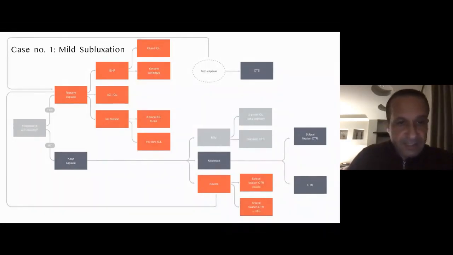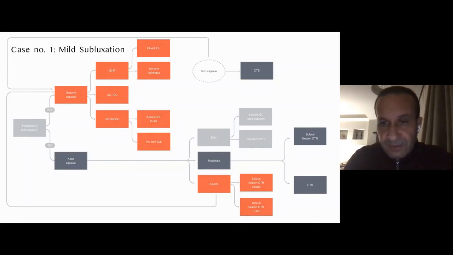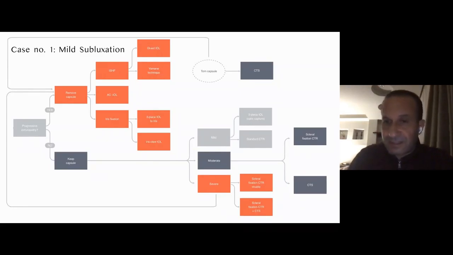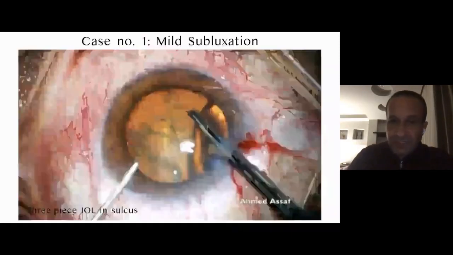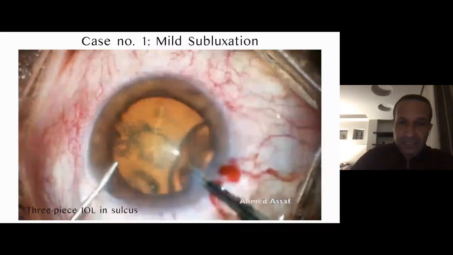This is a case that's traumatic. It's not a progressive zonulopathy, mild. Okay, so I have two options here: either to implant the CTR, the standard CTR, or to implant the three-piece IOL in the sulcus without the CTR and just do the optic capture. This is the case of mild CTR. You can see here.